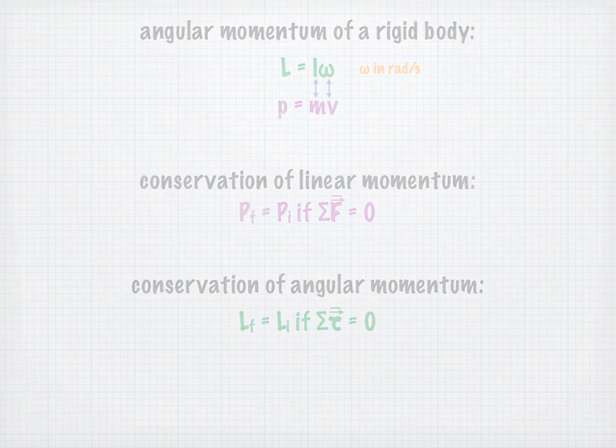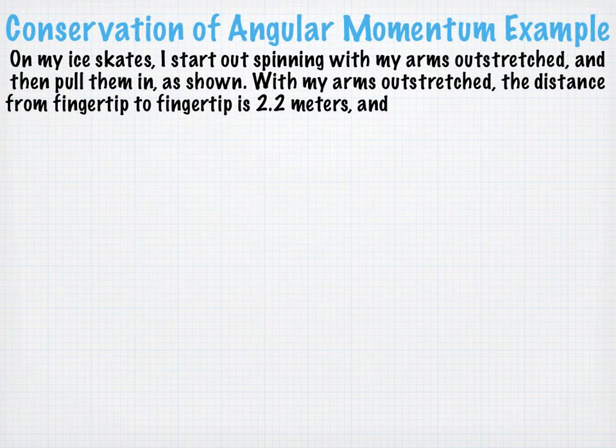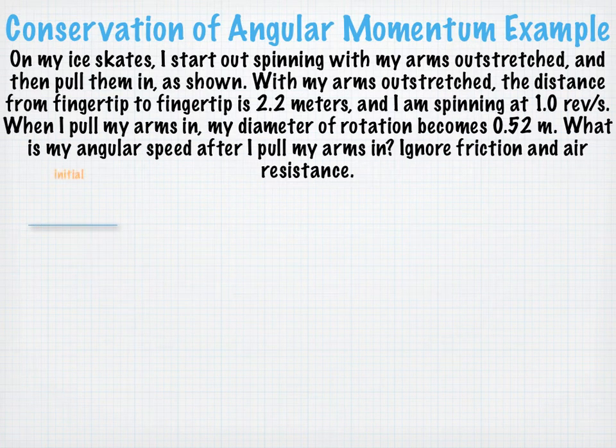Let's look at an example problem. On my ice skates, I start out spinning with my arms outstretched and then pull them in, as shown. With my arms outstretched, the distance from fingertip to fingertip is 2.2 meters, and I'm spinning at 1 revolution per second. When I pull my arms in, my diameter of rotation becomes 0.52 meters. What is my angular speed after I pull my arms in? Ignore friction and air resistance.